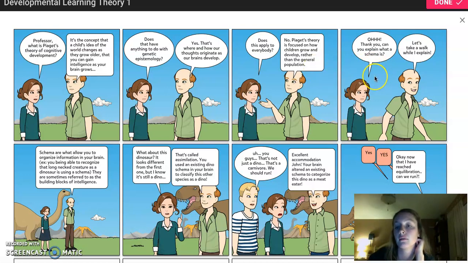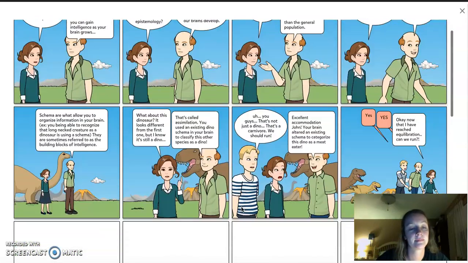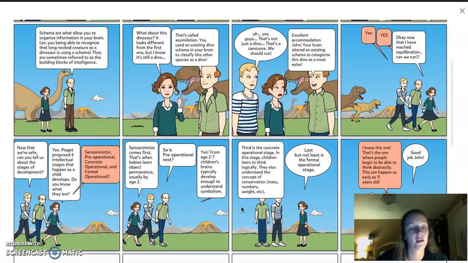Oh, thank you. Can you explain what a schema is? Let's take a walk while I explain. So we're walking, and we see a dinosaur. Schema are what allow you to organize information in your brain. For example, you being able to recognize this long-necked creature as a dinosaur is using schema. They are sometimes referred to as the building blocks of intelligence.